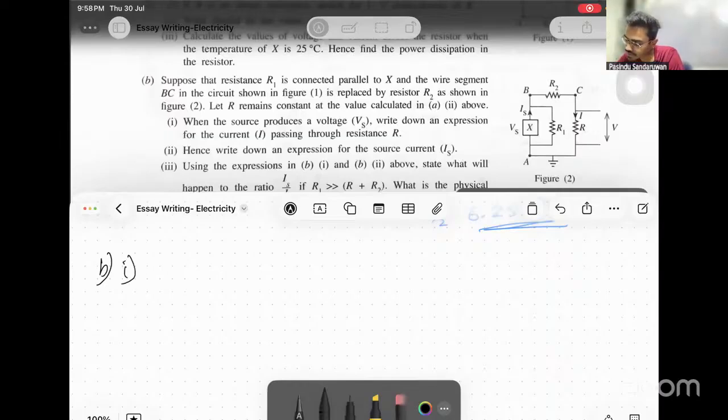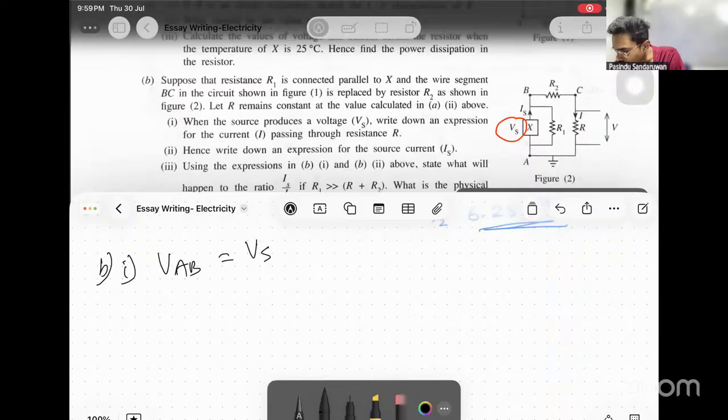When the source produces a voltage Vs, write down an expression for the current I passing through resistor R. Okay, if the source produces Vs, we know this Vs is between A and B, which means VAB equals Vs, because that is between A and B.